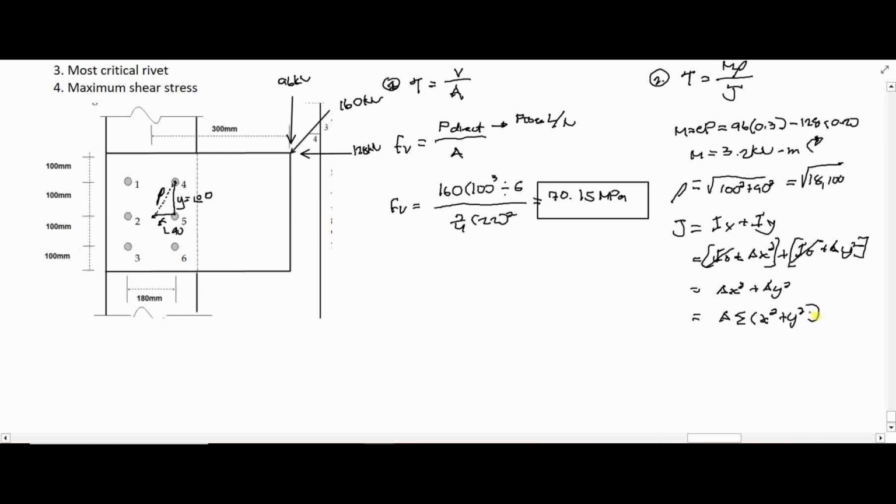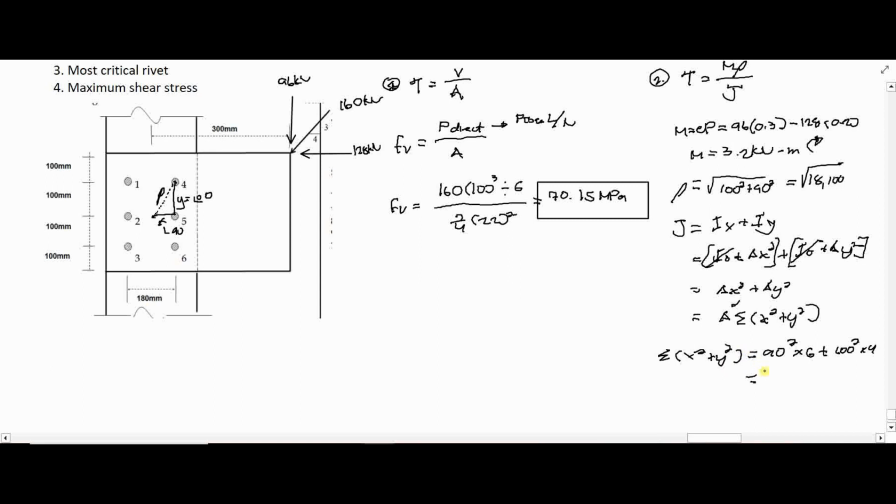So we can solve for the area and the summation of x squared plus y squared. The x distance is 90 mm, so that's 90 squared times 6, since there are 6 bolts at a distance of 90, plus y, that's 100 squared times 4, since there are 4 rivets at a distance of 100. So we have our value for the summation of x squared plus y squared: 88,000.